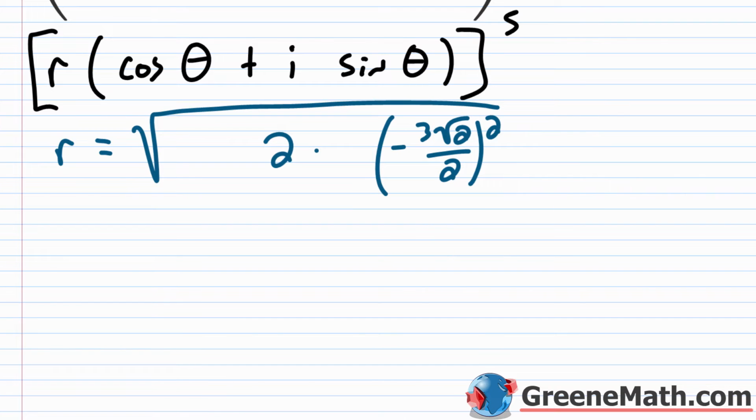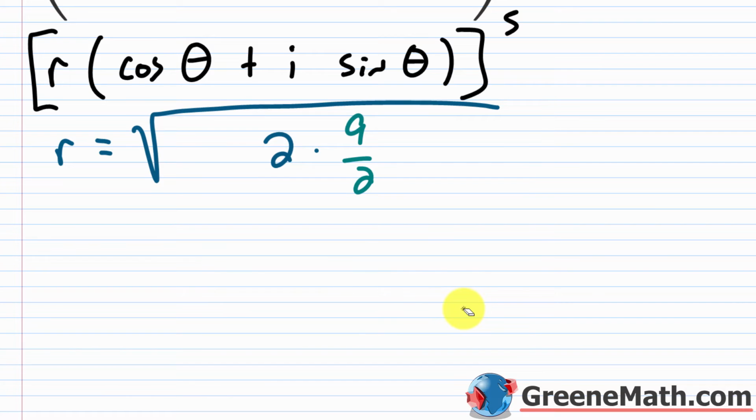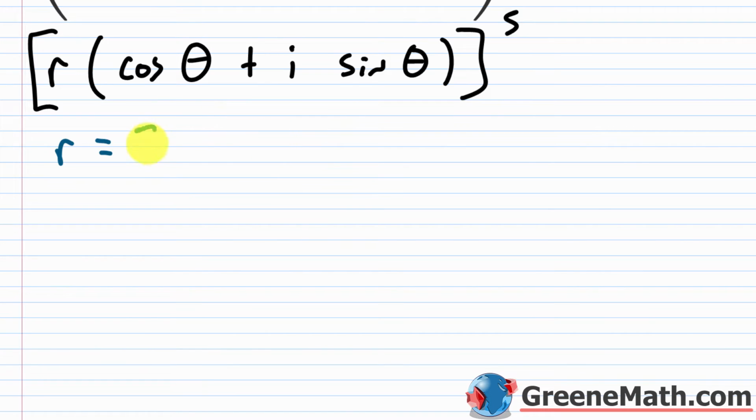So squaring this guy, if I square the negative, it goes away. 3 squared is 9. Square root of 2 squared is 2. And then 2 squared is 4. So you can cancel a common factor of 2 between numerator and denominator. Let's get rid of this. And this is just times 9 over 2. And we know that the 2's would cancel. So basically, this is just going to be the square root of 9, which is going to be 3. Okay, so that's going to be my r value there.